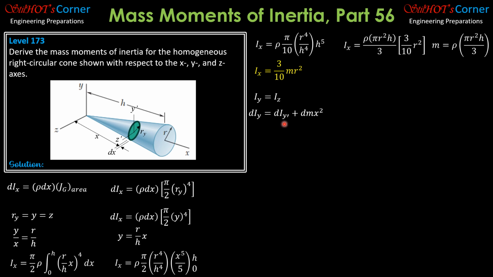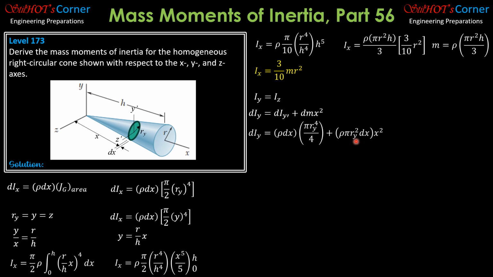So differential Iy equals density dx times pi ry to the fourth over 4. That's the moment of inertia of area, which is the area of a circle with respect to the y prime axis. Then differential mass is density times differential volume of the circular plate, and the volume of the circular plate is pi radius square dx.